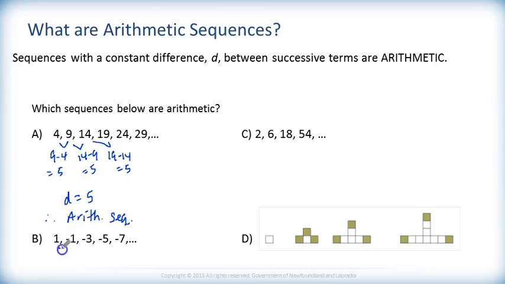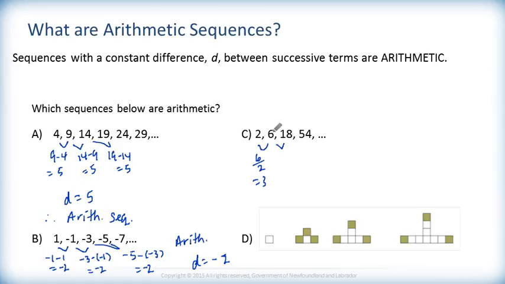In this next one, negative 1 subtract 1. That's equal to negative 2. Negative 3 subtract negative 1. It's like negative 3 plus 1, which is negative 2. Negative 5 subtract negative 3. It's negative 5 plus 3, which is negative 2. And negative 7 subtract negative 5 will give you negative 2 as well. So once again, we have a constant difference of negative 2. So this one is arithmetic.